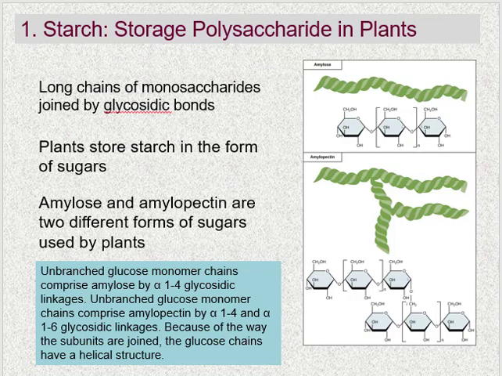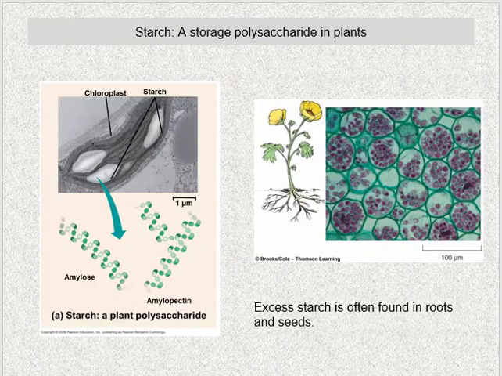Starch is the storage polysaccharide found in plants. Plants store starch in the form of sugars. An amylose and amylopectin mixture comprise these sugars. Plants are able to synthesize glucose, and they store the excess glucose as starch in different plant parts, including the roots and seeds. Humans consume many types of starches. An example of this would be potatoes.